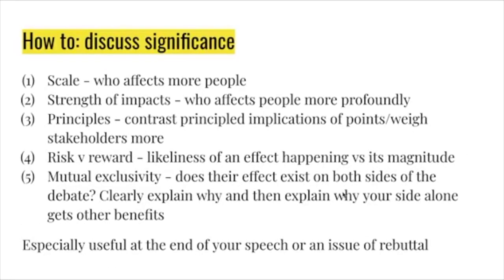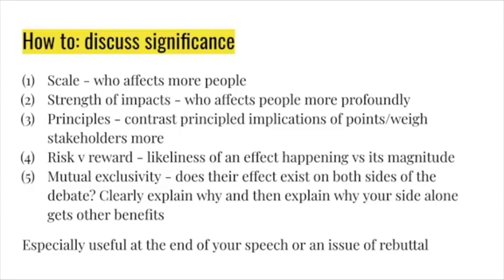Okay, so I think it might be useful quickly to explain how to discuss significance, since this is an important and maybe one of the trickier parts of rebuttal. So there's obviously a multiplicity of ways you can discuss significance, but I find these five pretty helpful. And I would note they can come up against each other. You can weigh up the different types of significance as well. So first of all, the scale. This is really intuitive. It's just which side affects more people. Obviously, you can make the argument that the side that affects more people is the more important side.